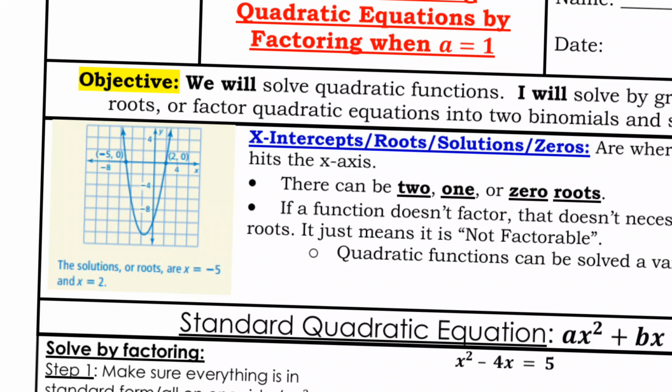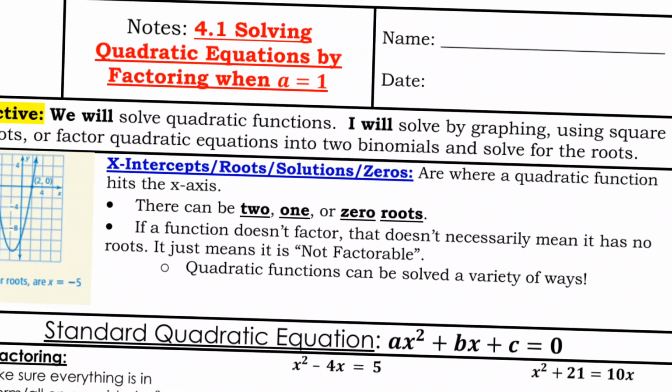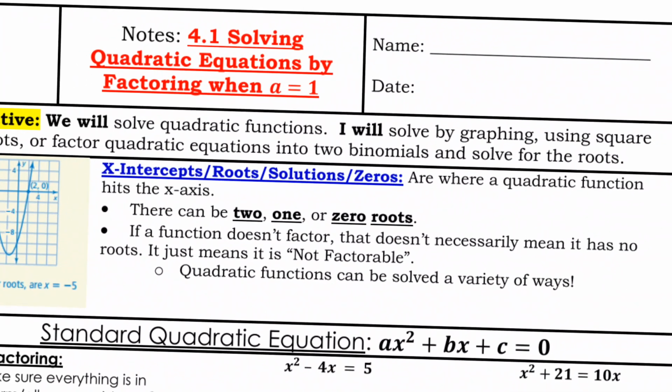There can be two solutions, one solution, or zero solutions. If there are zero real solutions, then you'll have to calculate the imaginary solutions, but that would be for a different video. Today we're just going to factor and solve. We're going to get either two solutions or possibly one solution. But if a function doesn't factor, that doesn't mean it's not solvable. It just means it can't factor.